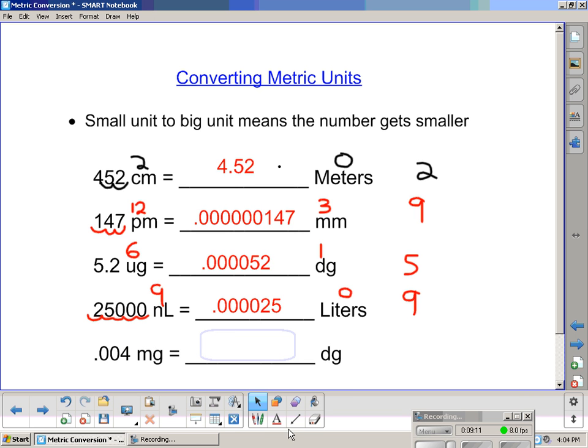Okay, let's do the last one. Okay, we have milligrams, and milli is associated with 3 zeros or 3 decimal places, and deci is associated with 1 decimal place, which was 1 0. Okay, so the difference between these is going to be 2. We're going to move our decimal 2 places, making this number smaller, and so our answer, we actually end up with more zeros in front of this 4. We end up with 0.00004 decigrams.